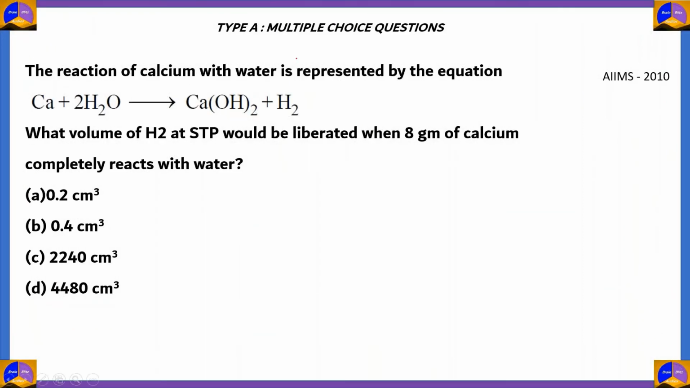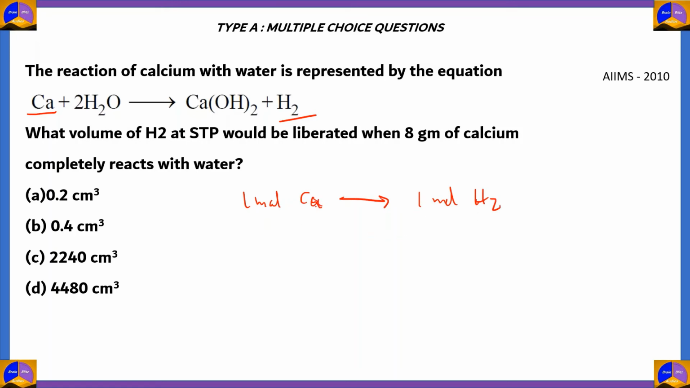Next question. The reaction of calcium with water is represented by the equation Ca plus 2H2O gives Ca(OH)2 plus H2. What volume of H2 at STP would be liberated when 8 grams of calcium completely reacts with water? So you see 1 molecule of calcium gives 1 molecule of H2 as the product. So 1 mole of Ca will also give 1 mole of H2. The ratio stays the same.